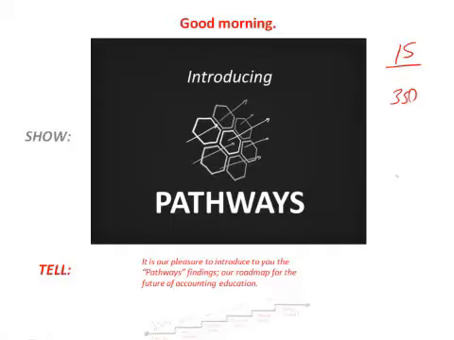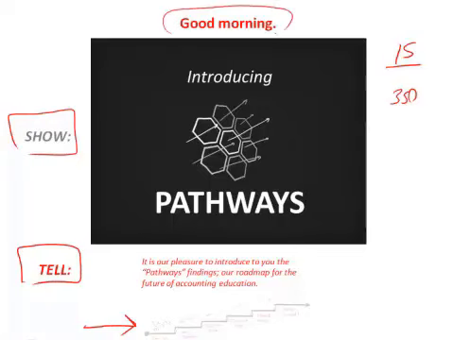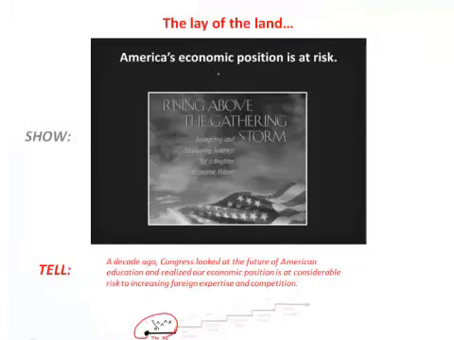And now I want to walk you through my explanation presentation. Here's what we show, here's what we tell, and here's where we sit on the storyline. Good morning. It's our pleasure to introduce you to the Pathways findings, our roadmap for the future of accounting education. Now the lay of the land. America's economic position is at risk. A decade ago, Congress looked at the future of the American education and realized that our economic position is at considerable risk due to increasing foreign expertise and competition.